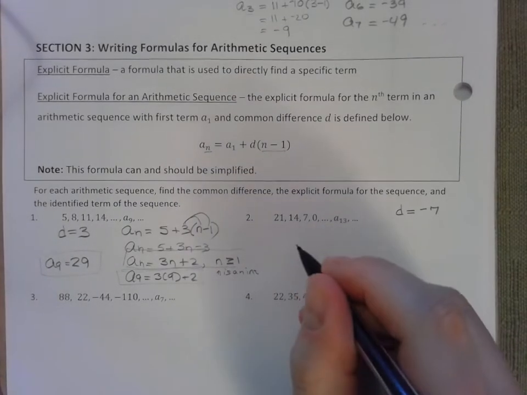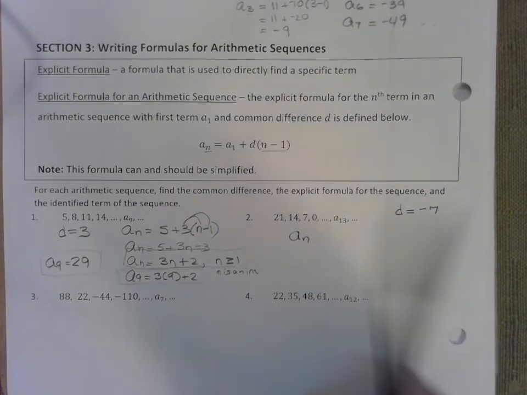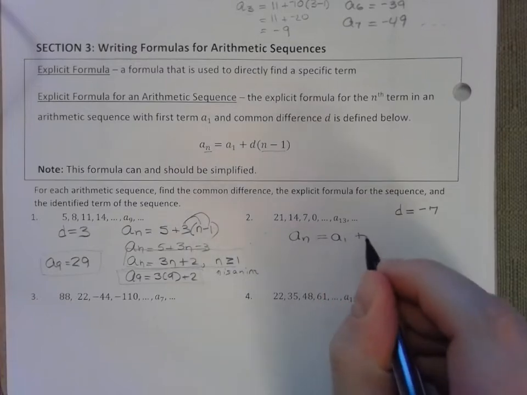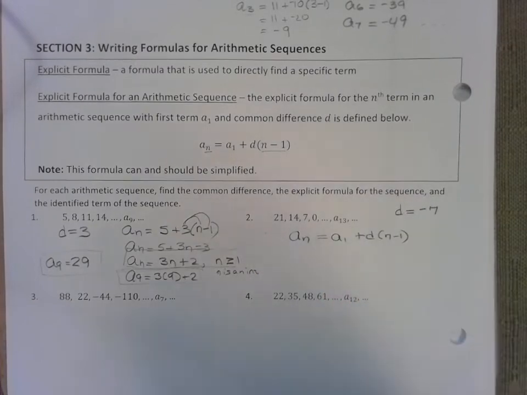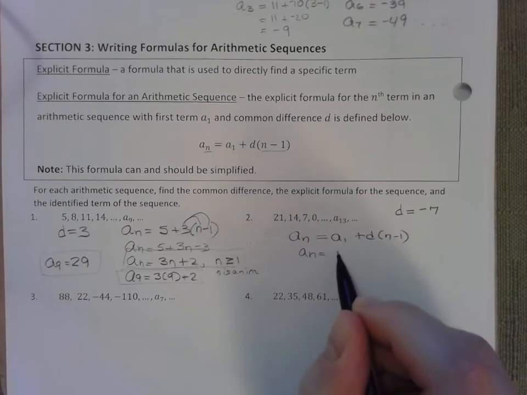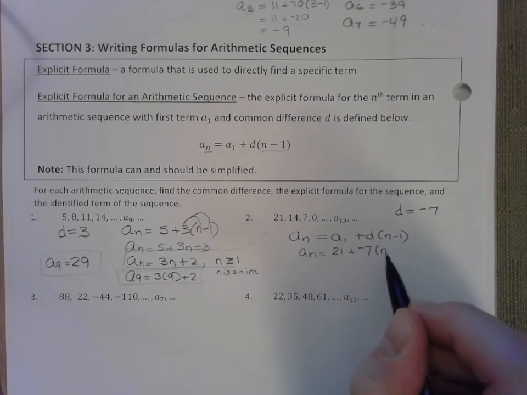What I didn't do last time, but I'm going to do this time, is write the general formula, if I can get that right. I just need to copy it from up here. Any term is the first term plus n minus 1 differences. And then start plugging things in. So any term can be found by taking 21, adding negative 7, n minus 1 times.